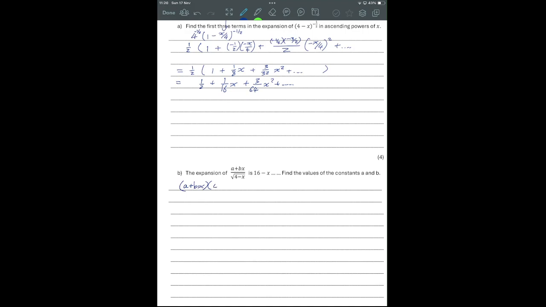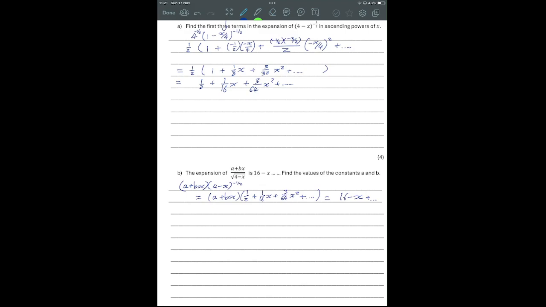If I write the denominator up with a negative power, we've already expanded that 4 minus x to the negative a half. So this is a plus bx multiplied by a half plus the 16th x plus 3 over 64 x squared, etc. So let's see how we would create the constant and the linear terms.